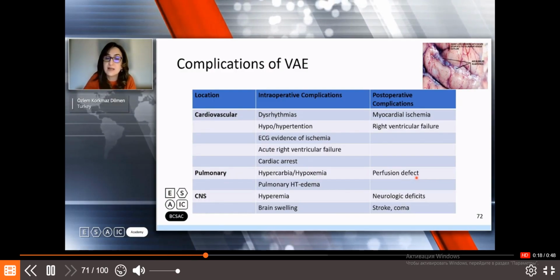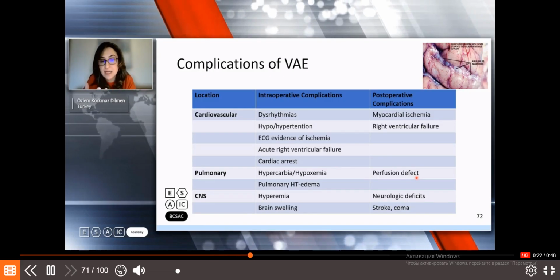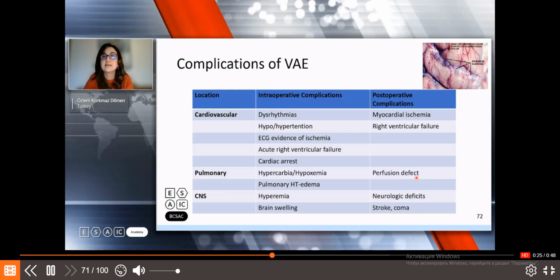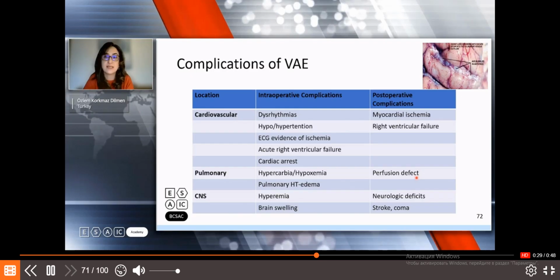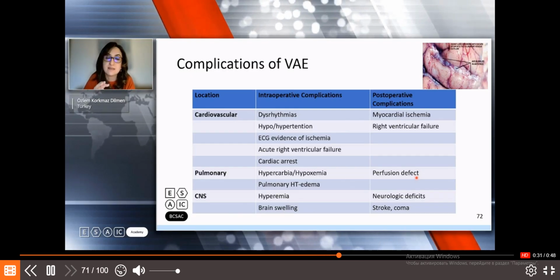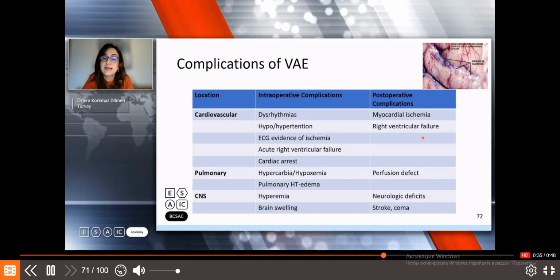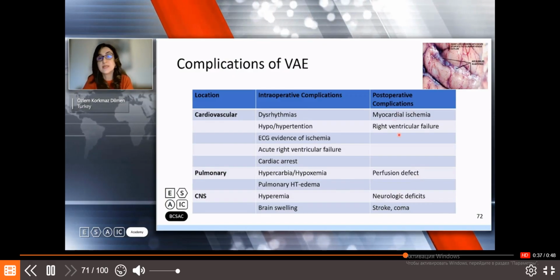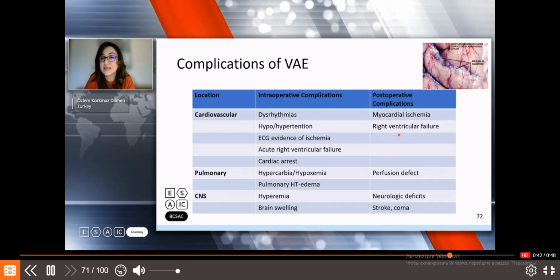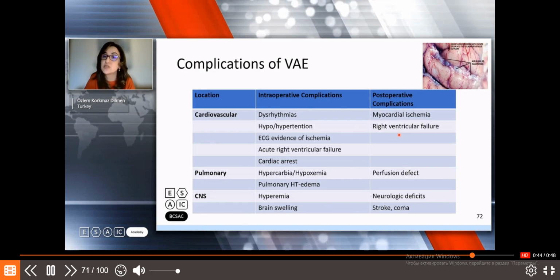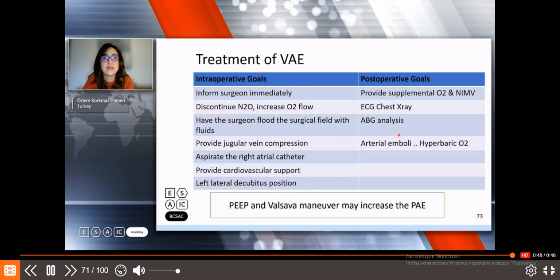And it may cause hypercapnia, hypoxemia, pulmonary edema, and pulmonary hypertension. And if there is a patent foramen ovale, it may cause paradoxical arterial embolism. And in the postoperative period, some patients may need transient non-invasive or invasive mechanical ventilation and also cardiovascular support.